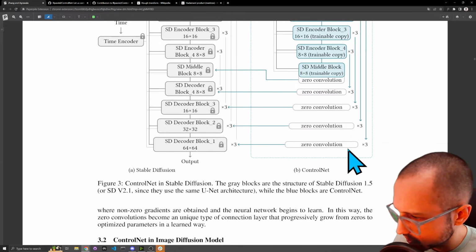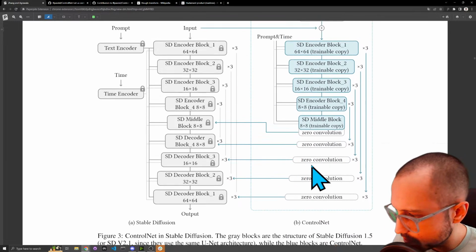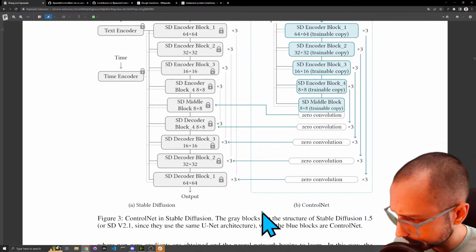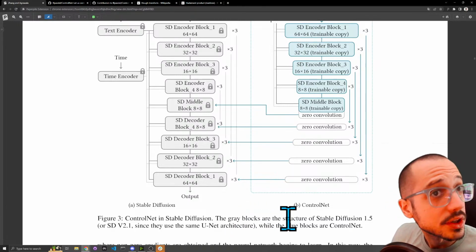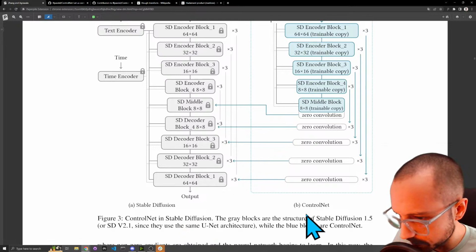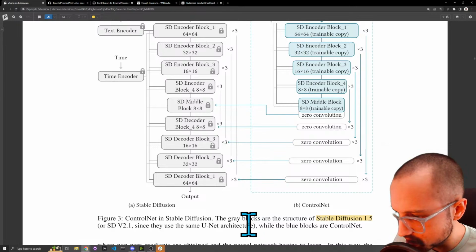Okay. Here we have a little bit more detailed architecture diagram: ControlNet and Stable Diffusion. The gray blocks are the structure of Stable Diffusion 1.5 since they use the same UNet architecture. So they're using the more up-to-date version of Stable Diffusion, not 1.4, which is the original one.